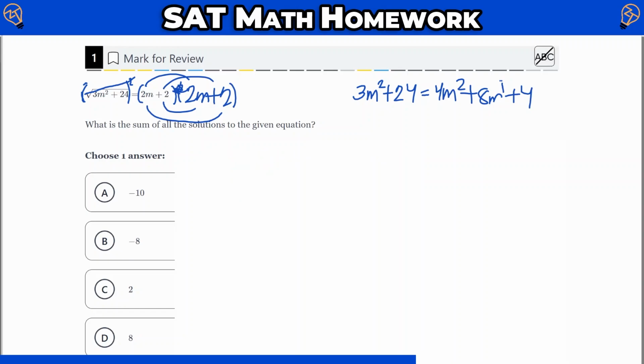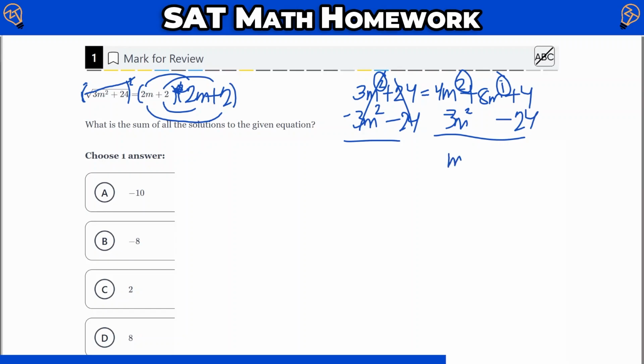Well, in this case, we have more than one type of m because we have to the second power. We also have to the first power. So let's go ahead and get everything equal to 0. More specifically, I'm going to move everything to the right side to keep the leading coefficient positive. So I'll move the 3m squared by subtracting it. Same thing with the 24. And we end up getting m squared plus 8m minus 20 equal to 0. And then I'm confident you would know how to factor it.